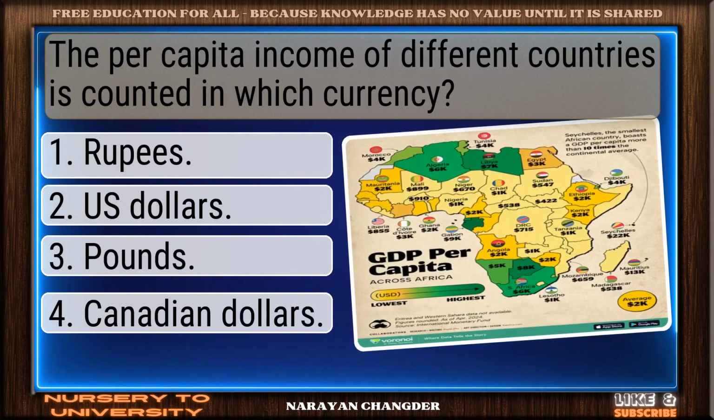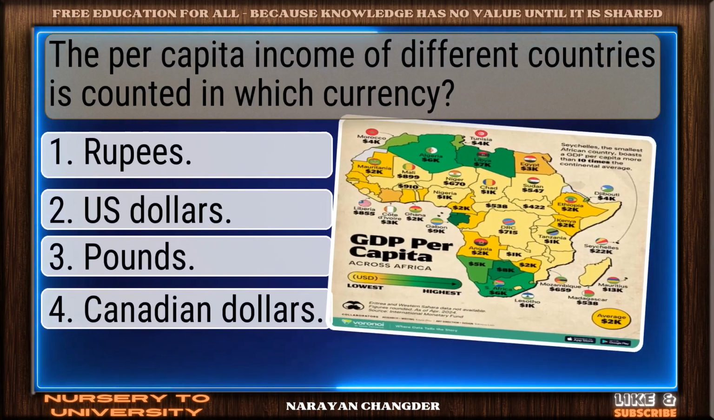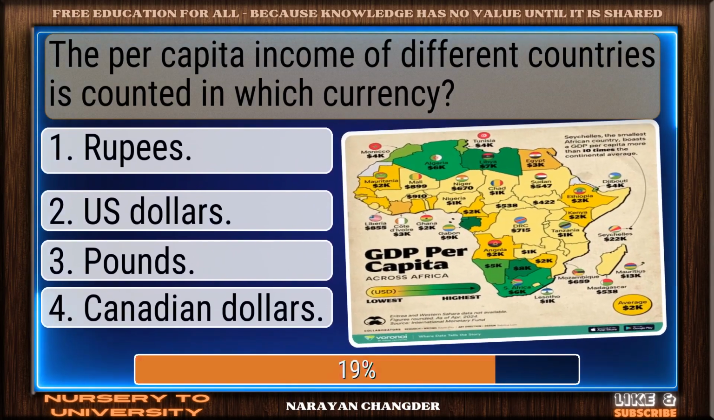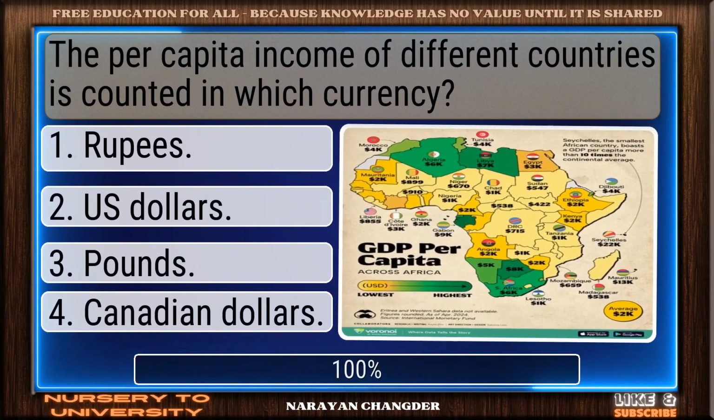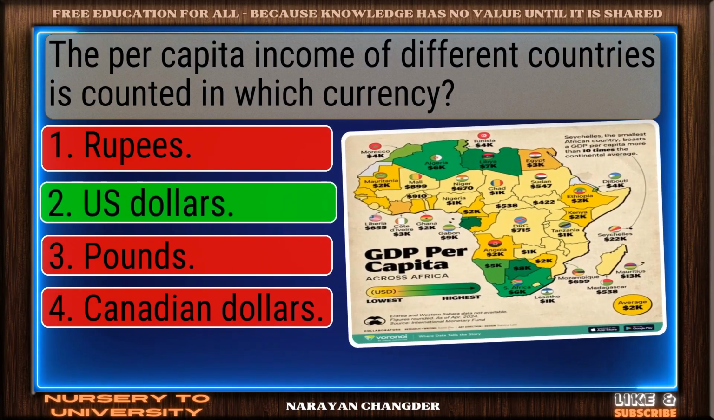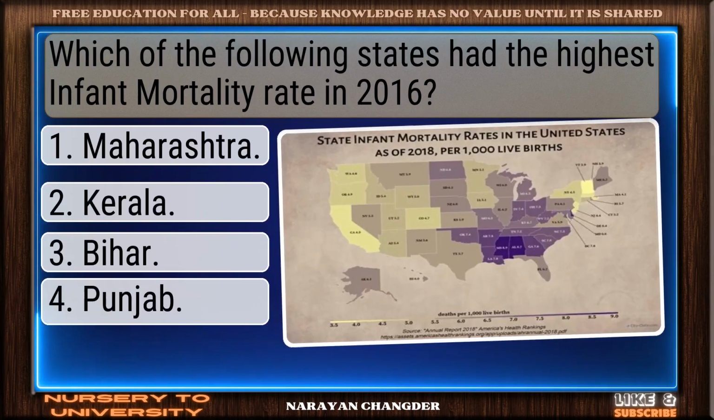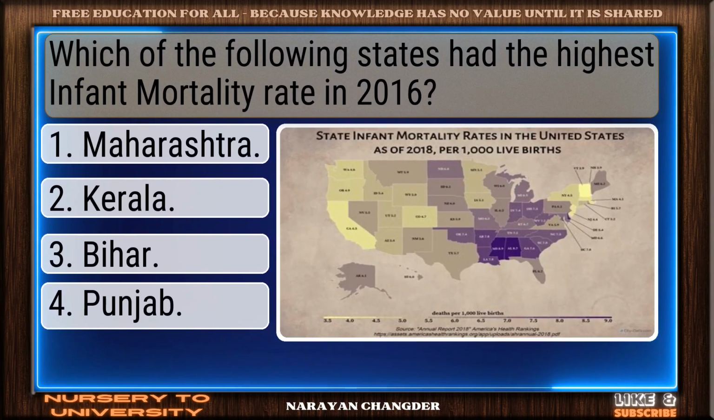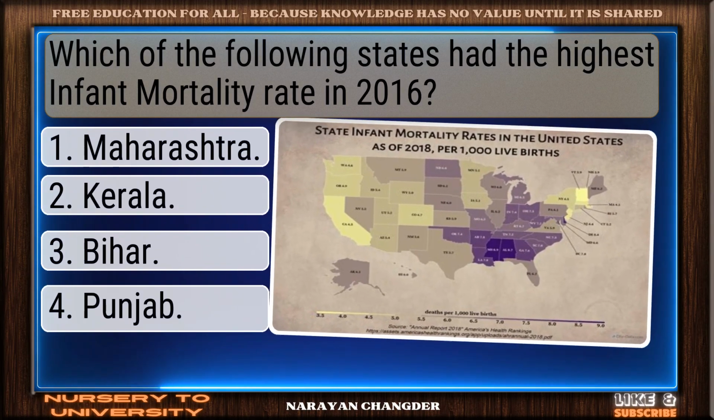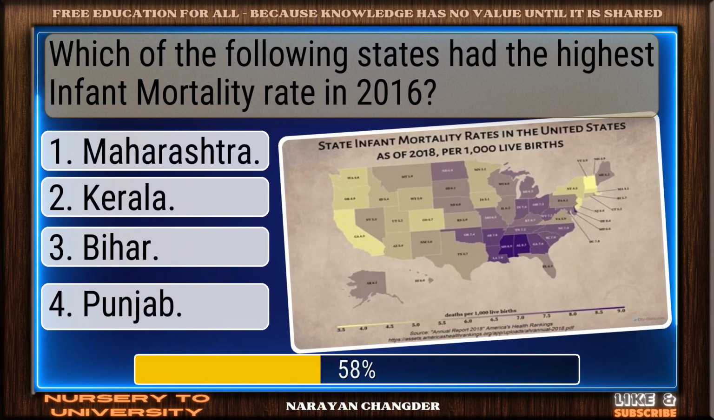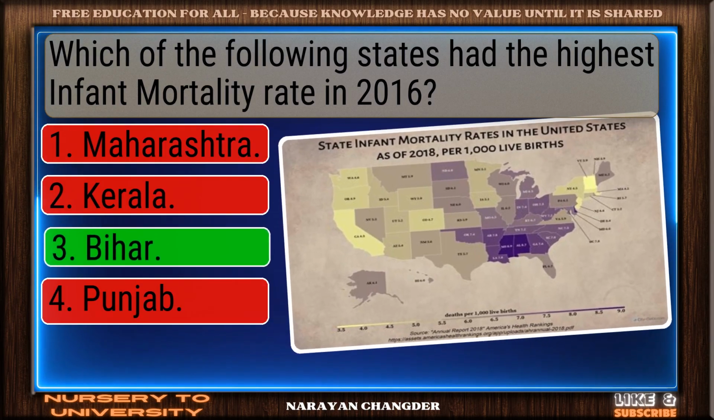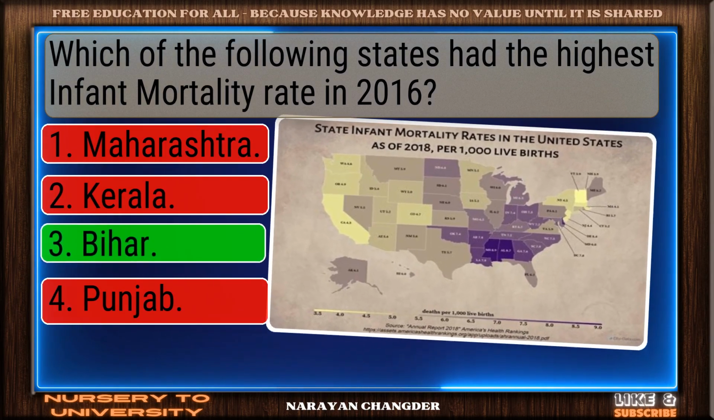The per capita income of different countries is counted in which currency? Well picked. US$ is correct. Which of the following states had the highest infant mortality rate in 2016? Correct. Bihar is spot on.